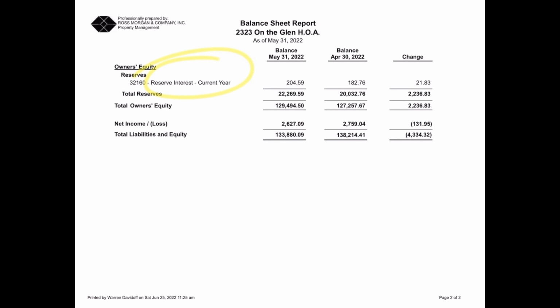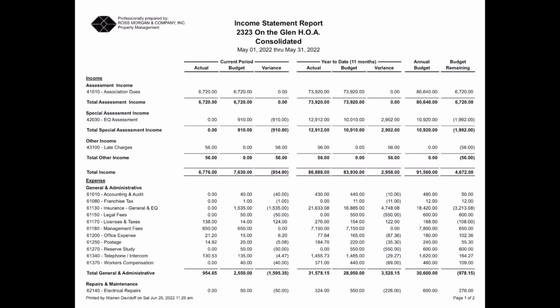Moving on, another 1-year account on the balance sheet is reserve interest for the current year. That is, as it says, reserve interest earned on the reserve account for the current year. And then finally, we have net income. And this association is operating at a net income of $26.27 as of May 31st, which is very good, very close to budget, not significantly over budget. So very good. And then we'll move on to the income statement.